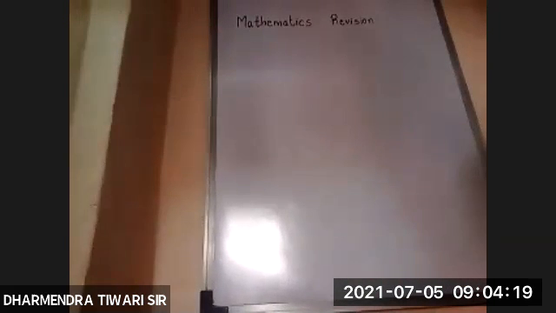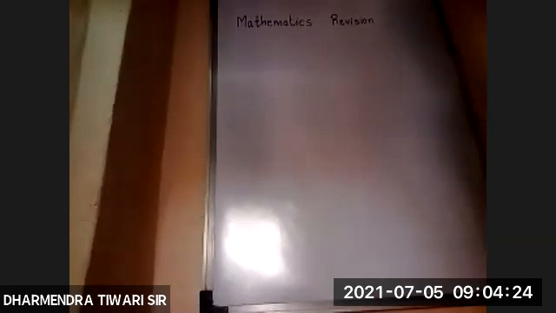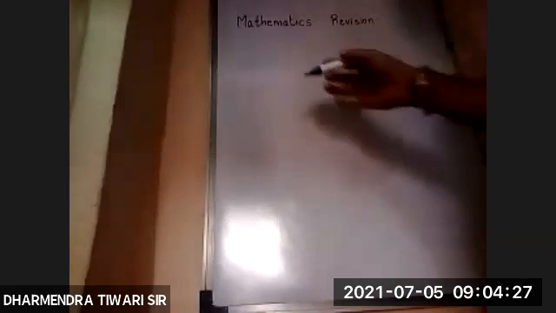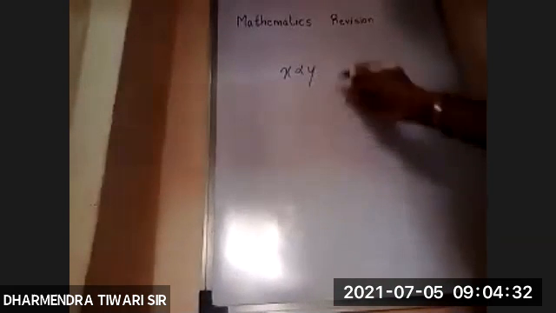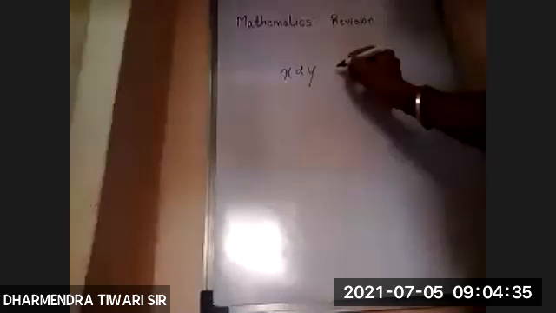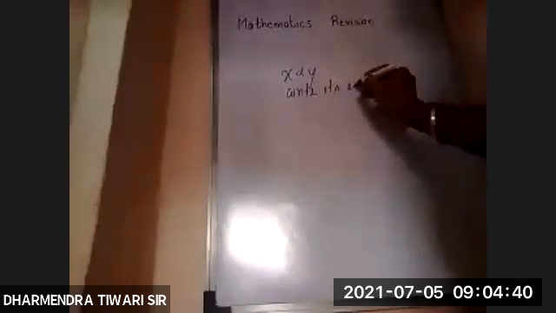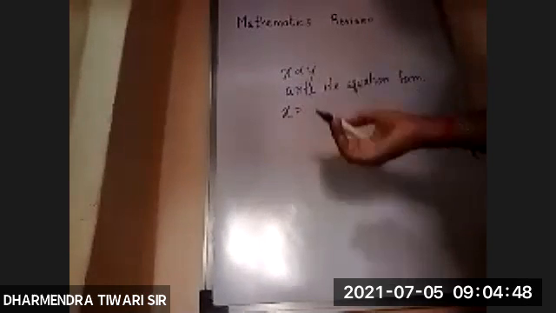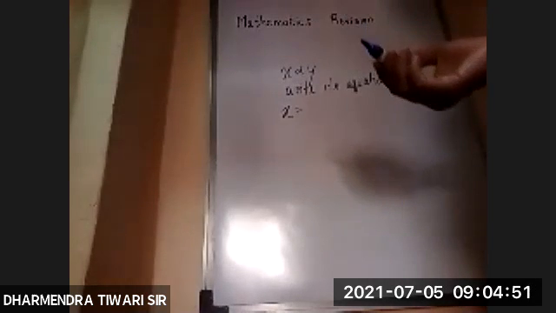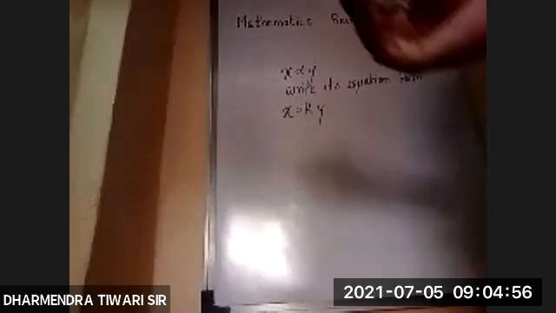Now, if we want to write this in equation form, say we have x and y, or x and y are in direct variation, write its equation form. So what we need to do is write x instead of alpha, we'll write equal to, and we'll add k in between.